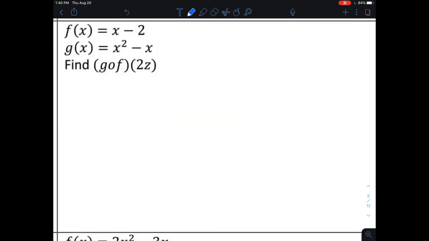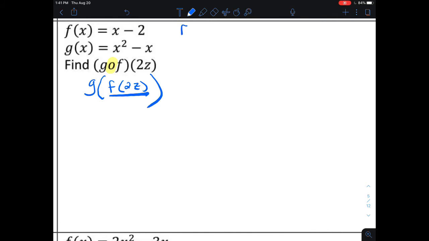Now let's look at composition written a little differently. A second way to write the composition of functions is using the o symbol between, in this case, g and f. And I personally like to rewrite this problem using parenthesis notation as g of f of 2z. So that way I can see what is inside of what and where things go.